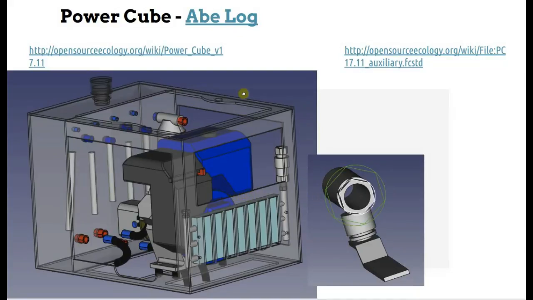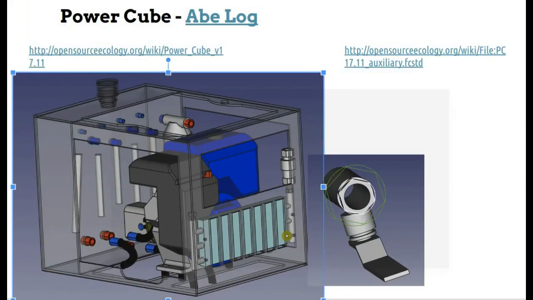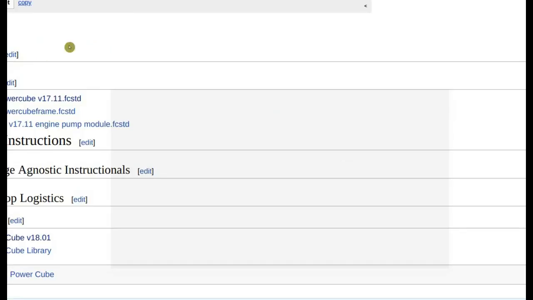I think I'll share my screen. I got a few updates on the power cube donor limits to the frame, and I went ahead and separated that off into a separate module. A lot of the problems I was having with the slowness and bugs in FreeCAD were really related to the assembly workbench and the constraints.